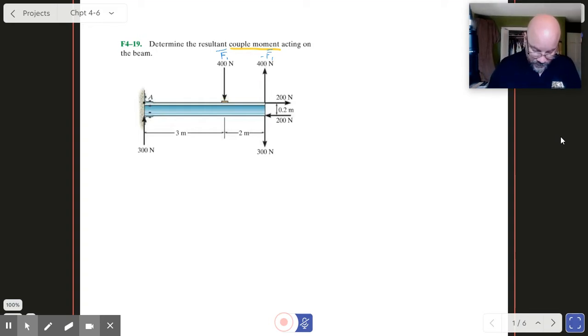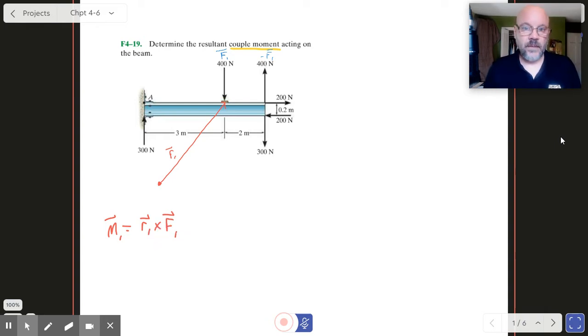What we could do is create a moment arm. We're going to come from some arbitrary point all the way up here, just like this, and let's call that R1. We know that the moment generated by R1 is going to be M1 equals R1 crossed with F1. That's pretty easy.